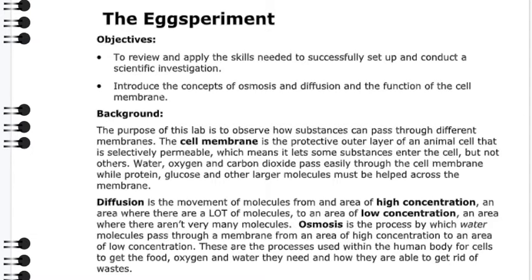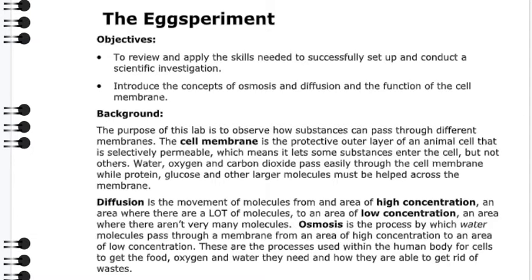And that second paragraph talks about two things, diffusion and osmosis. And I'll tell you right now that you're going to see some similarities in those two because basically they're the same thing. And it says diffusion is the movement of molecules from an area of high concentration, that's where there's a lot of molecules, to an area of low concentration, that's where there aren't very many molecules, right? Osmosis, it says, is the process by which water molecules pass through a membrane from an area of high concentration to an area of low concentration.